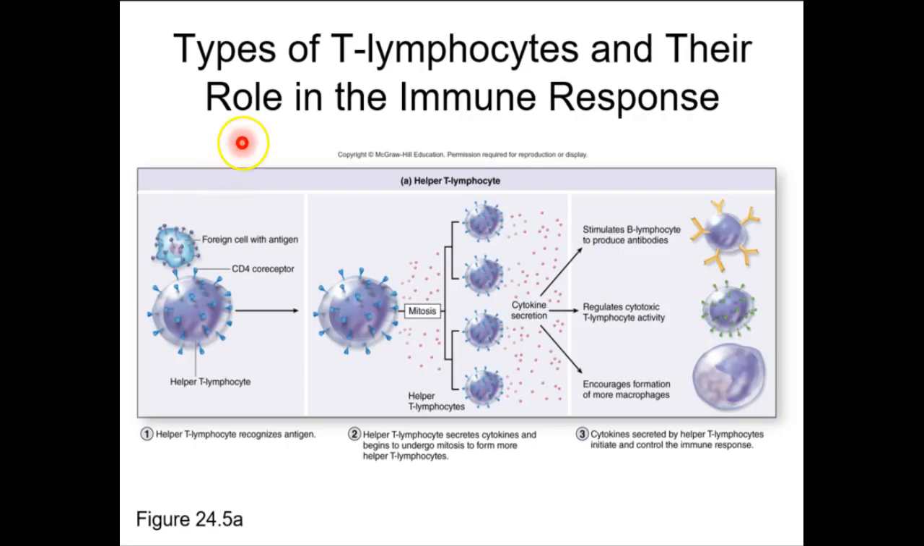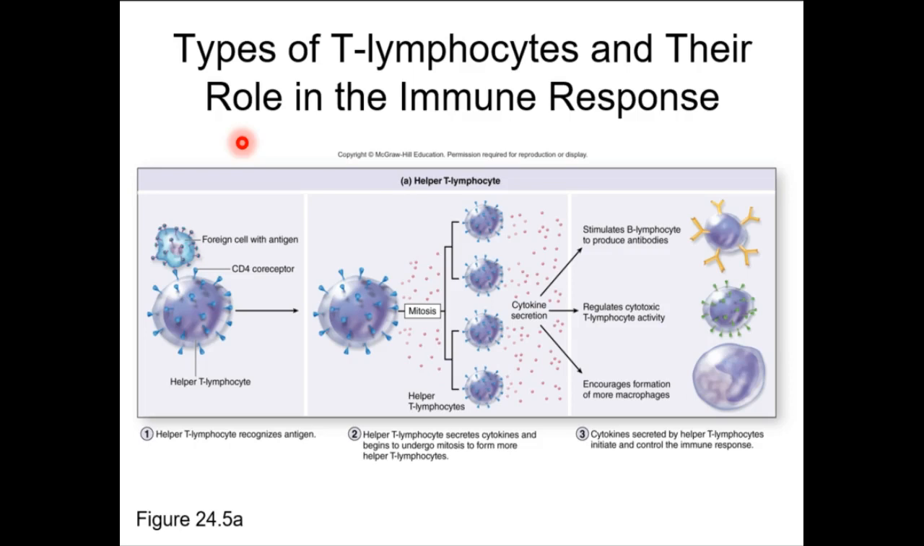We're going to start with the helper T lymphocytes. The helper T lymphocytes express a protein called CD4. The ability of the helper T lymphocytes is that they release cytokines. Cytokines are chemical signals that are going to attract other elements of the immune system.